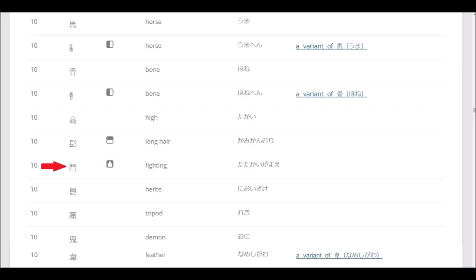Takai, high or tall. Kamikamuri, long hair, like me. Tatakai ngamae, fighting. Nioizake, herbs. Deki, tripod. Oni, demon. Nameshingawa, leather.